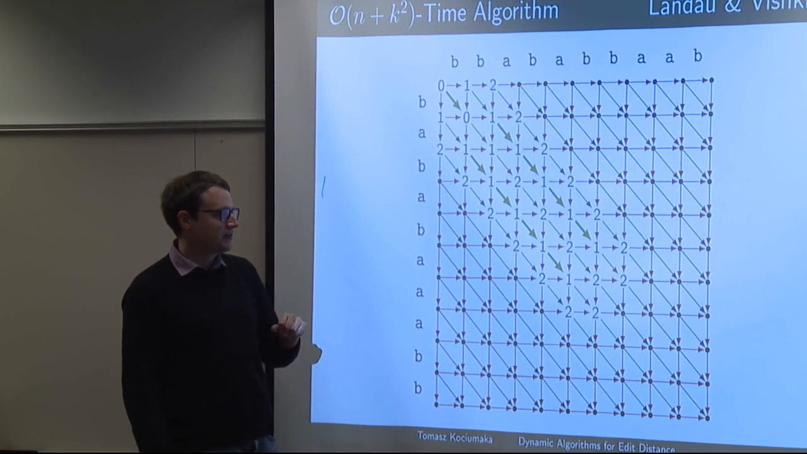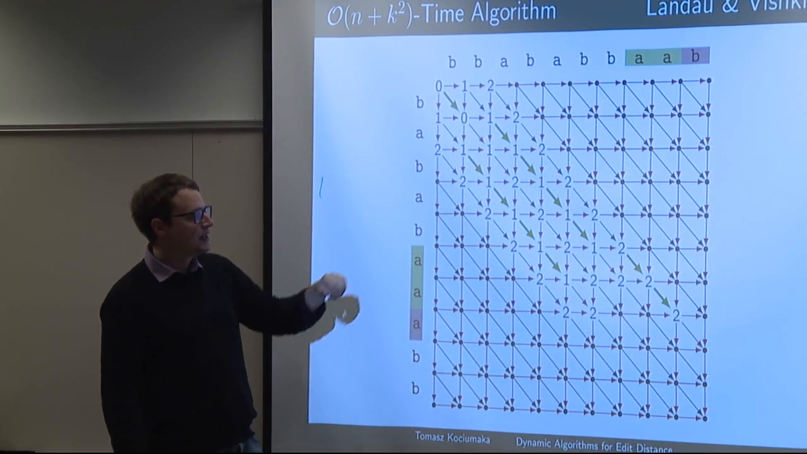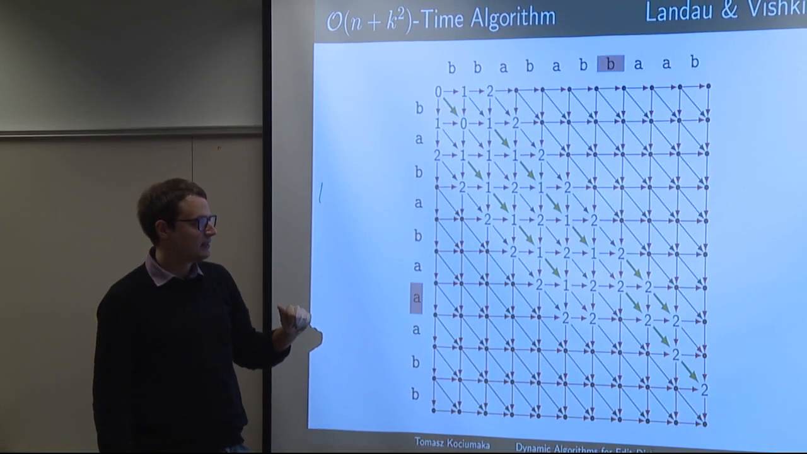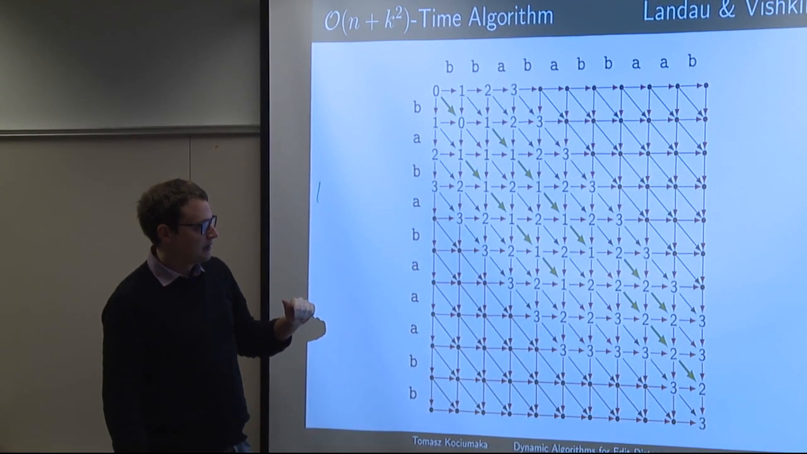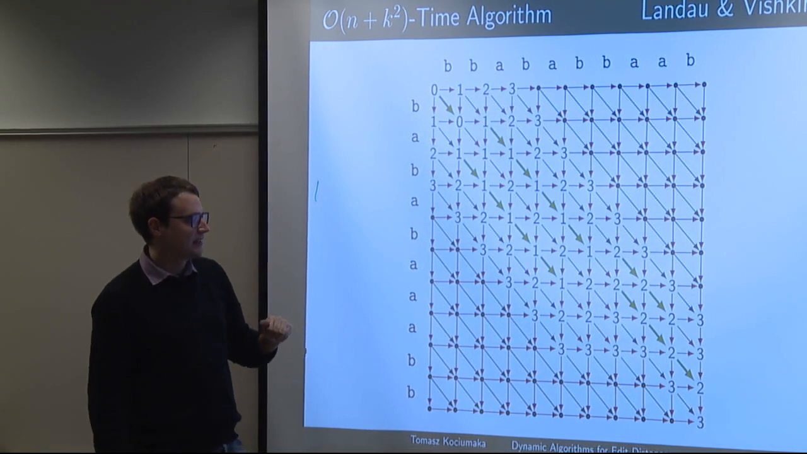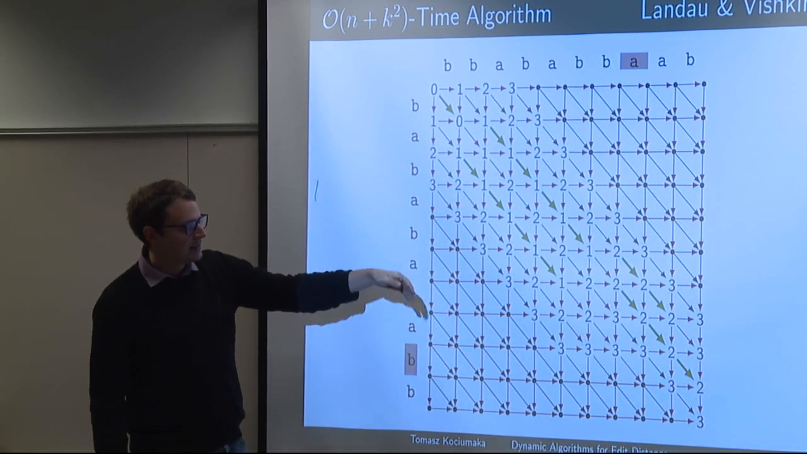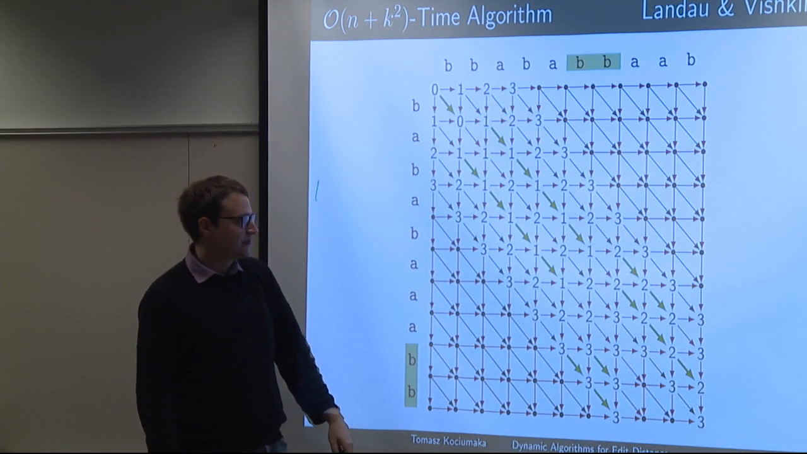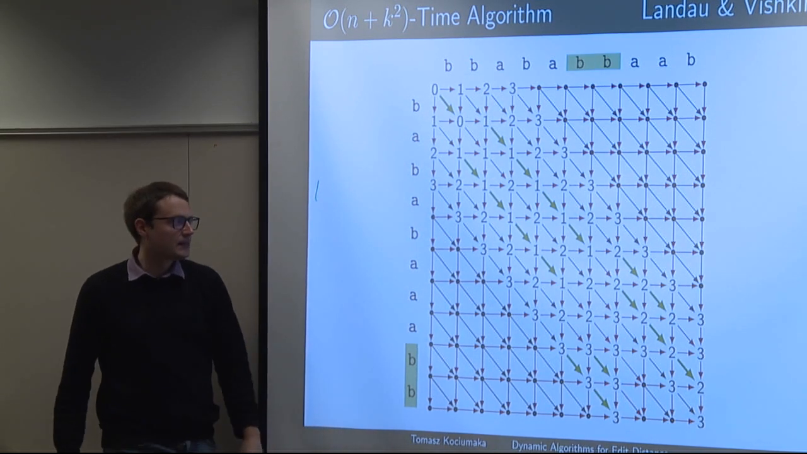So now we have these vertices of distance 2. And again, we have 5 diagonals to cover. For each of them, we need to ask how far we can go until we encounter a mismatch. And then distance 3, 7 diagonals. Some of them already reach the end, so we don't need to do anything. And actually, with distance 3, we are done with the algorithm.